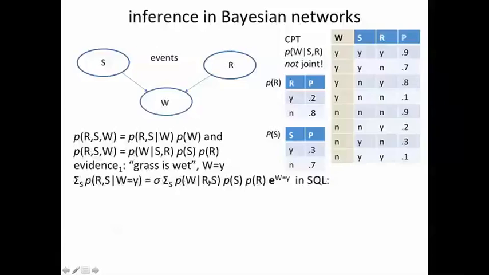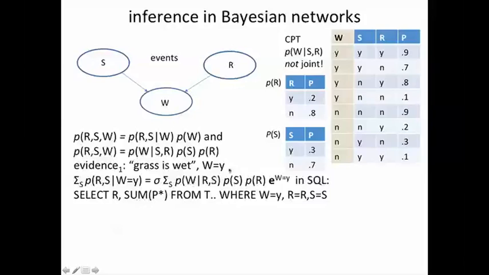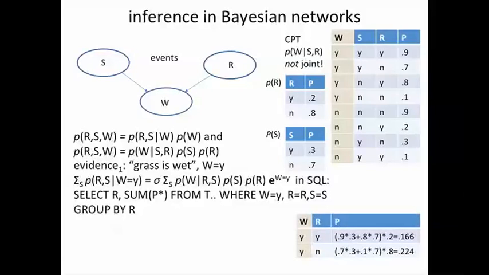Convince yourself that this is the case, and let's see how one can execute this in SQL. Just like before, we select R, the sum of all the products of the P's from all the three tables, where W equal to S, R equal to R, and S equal to S in all the tables. I haven't written the full SQL over here, just have to make sure that all the common variables are equal and the evidence is applied. And we finally group by R, because we don't want anything to do with S. The results should have one row for every value of R. The result, it turns out, is the following.